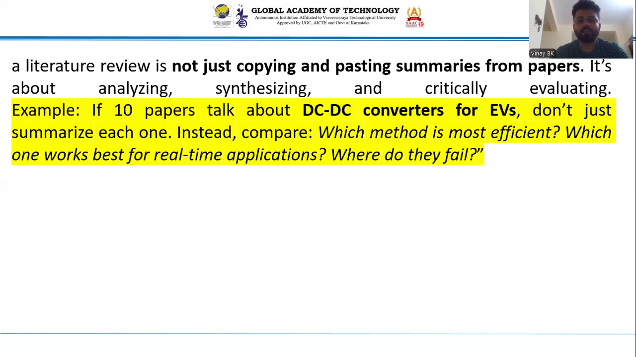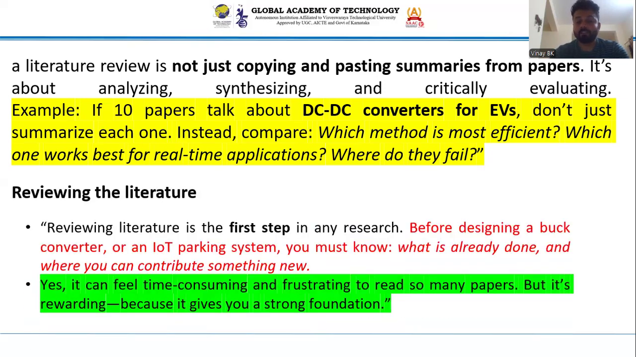A literature review is not just copying and pasting summaries from papers. It's about analyzing, synthesizing, and critically evaluating. For example, if 10 papers talk about DC to DC converters for electric vehicles, don't just summarize each one. Instead of that, compare which method is most efficient, which one works best for real-time applications, and where they fail. So that's all the things you should know. You have to read the papers instead of just summarizing. Reviewing the literature is the first step in any research.